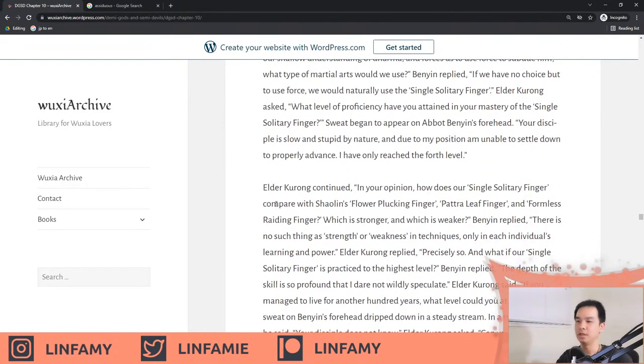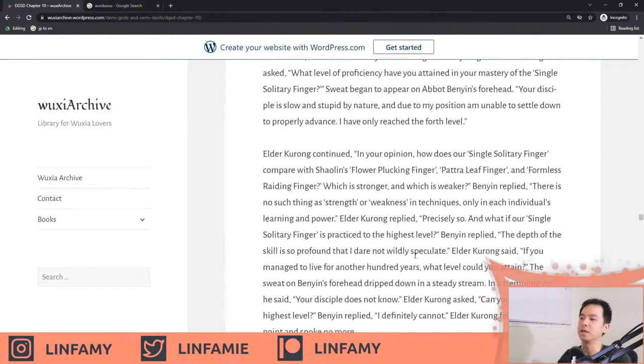Elder Kurong continued. So he's chastising the abbot. "In your opinion, how does our Yi Yang finger compare with Shaolin's flower plucking finger, Patra leaf finger, and formless raiding finger? Which is stronger and which is weaker?" Bunyin replied, "There is no such thing as strength or weakness in techniques, only in each individual's learning and power." Elder Kurong replied, "Precisely so. And what if our Yi Yang finger is practiced to the highest level?" "The depth of the skill is so profound that I dare not wildly speculate." "If you managed to live on for another 100 years, what level could you attain?"